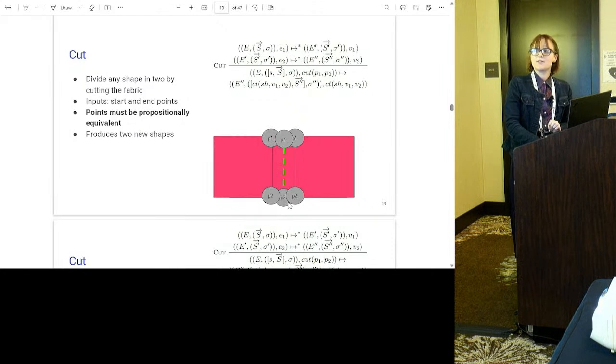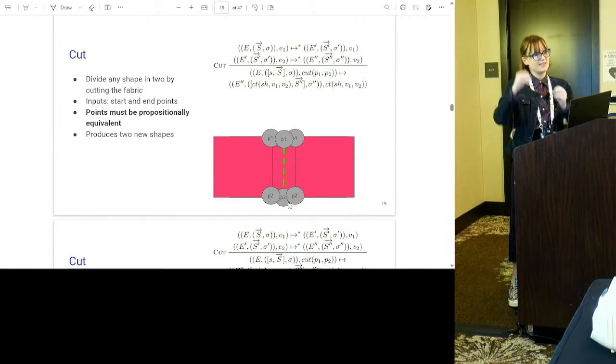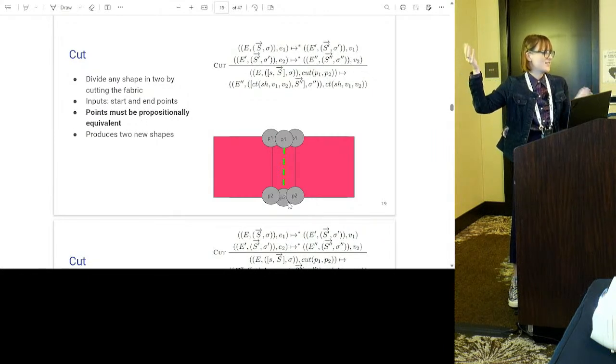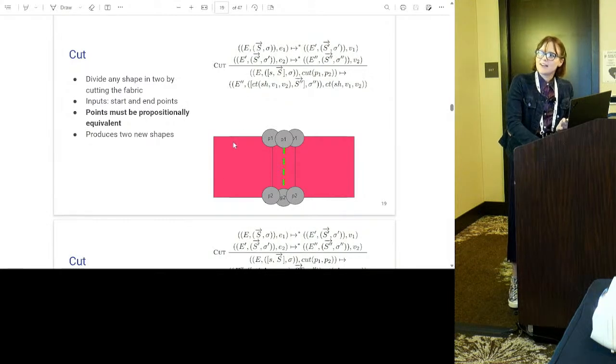One very important note is that the points that are being cut between must be propositionally equivalent. So you can't cut between a point on one shape and a point on a completely different, separate shape, because otherwise you'd be cutting in empty air, and that doesn't make any sense. So that is one strict rule that we have here.